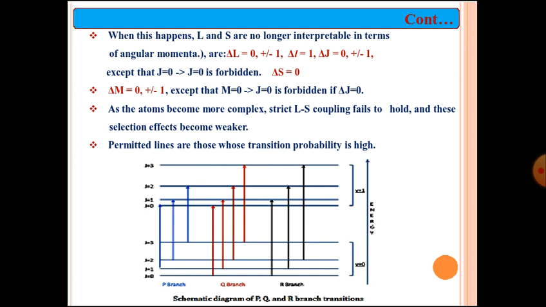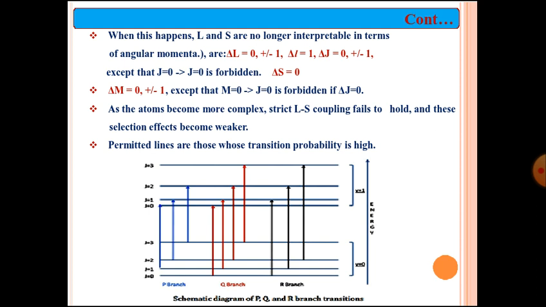Next, delta S equal to 0. Then delta M equal to 0, plus or minus 1, except that M equal to 0 to M equal to 0 is forbidden if delta J equal to 0. As atoms become more complex, strict LS coupling fails to hold, and these selection rules become weaker.